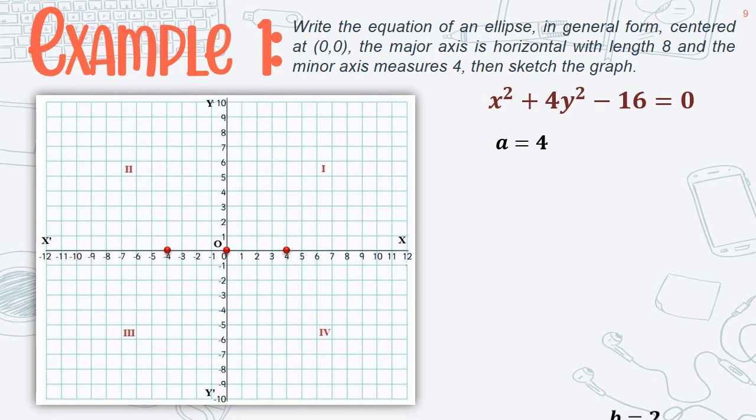The next one, we have b equal to 2, which is again the semi-minor axis. Therefore, we can count 2 units upward and downward from our center. So there we have our co-vertices.